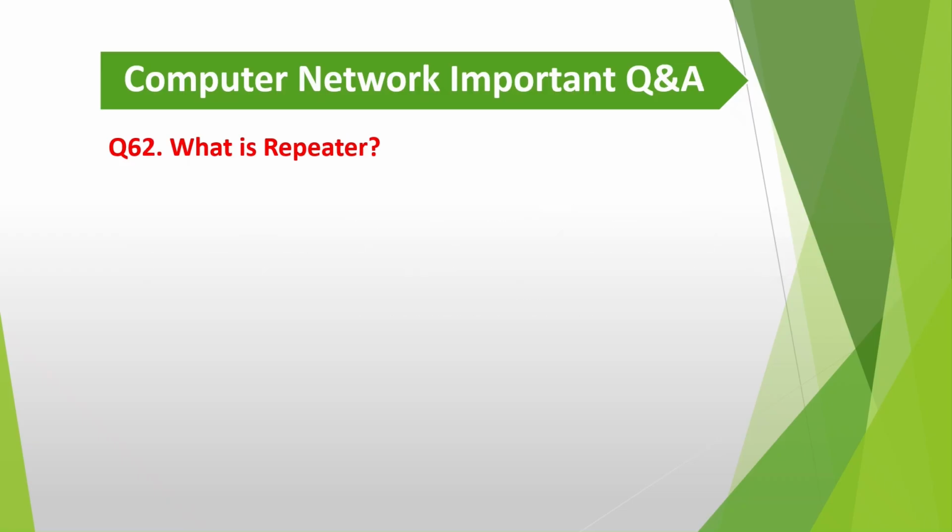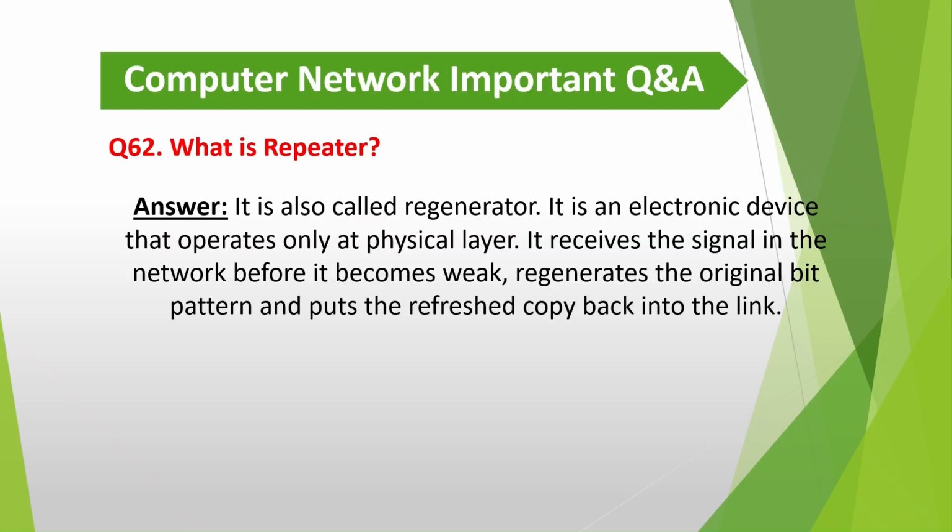Question 62. What is repeater? Answer. It is also called regenerator. It is an electronic device that operates only at physical layer. It receives the signal in the network before it becomes weak, regenerates the original bit pattern and puts the refreshed copy back into the link.